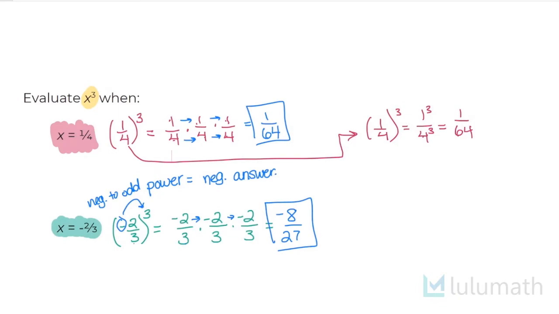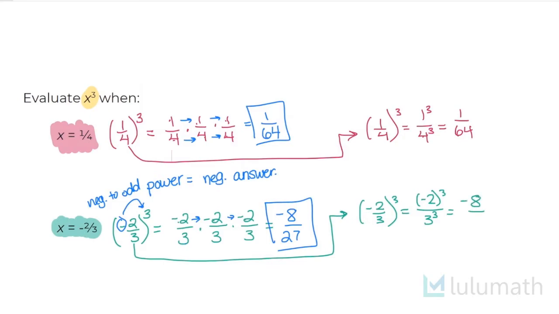Same thing is true in this example over here. So negative 2 over 3 cubed means negative 2 cubed over 3 cubed. And just like we said here, negative 2 times negative 2 times negative 2 is negative 8. And then 3 times 3 times 3 is 27. Now I want to evaluate x to the power of 4 when x equals 1/4.